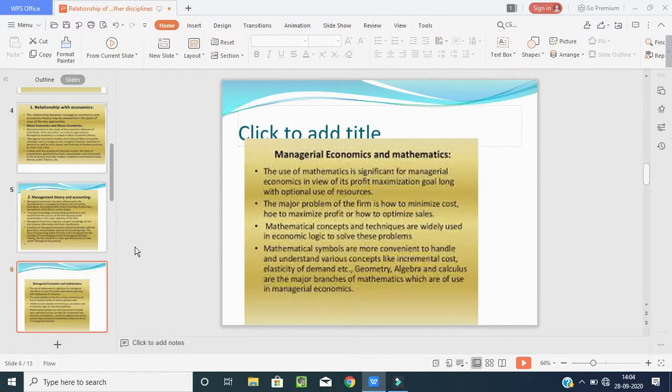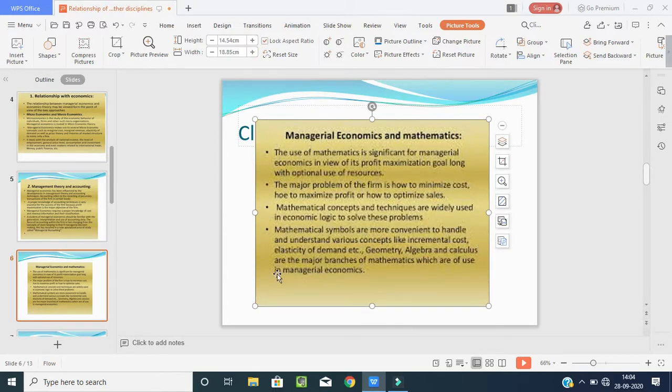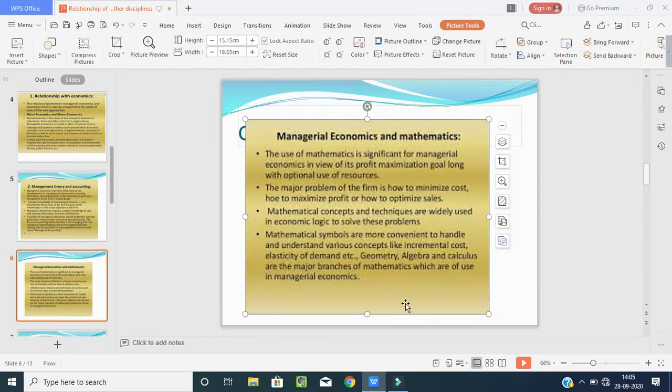Now we will go to another one, that is managerial economics and mathematics. How managerial economics is related with mathematics we will see in this paragraph. It has been mentioned that the use of mathematics is significant for managerial economics in view of its profit maximization goal along with optimal use of resources. Why do we use mathematics? We use it for addition and subtraction, that means adding, removing, multiplying or dividing the profit or losses. When you are talking about profit and loss, we need the calculation part also. Whatever resources we have, we have to allocate and utilize them in a proper way and generate the profit. So we need the calculation part, and we have to go for the best of the best.